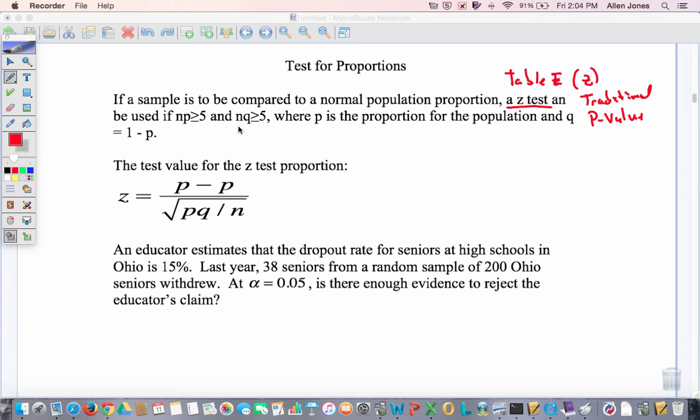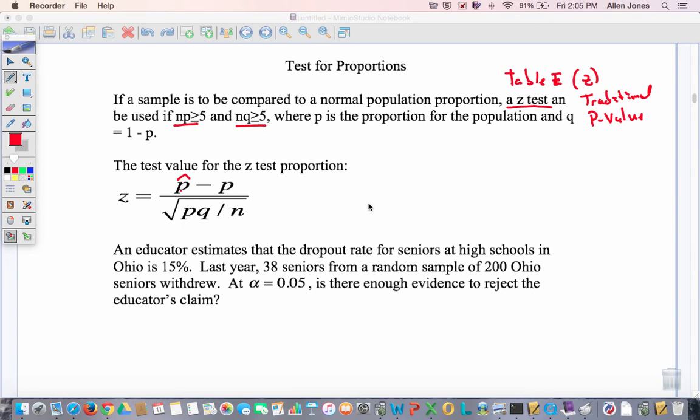One little other side note here is that n times p and n times q have to be greater than or equal to 5 in order to use a normal distribution for this particular test. Again, we've discussed that back in chapter 7, so it should not be a big deal here. Our test score formula here is p hat, so insert a hat into your notes if you don't already have that. So our sample proportion minus our population proportion divided by the square root of p times q divided by n, noting that entire quotient, that calculation is all underneath that same radical.